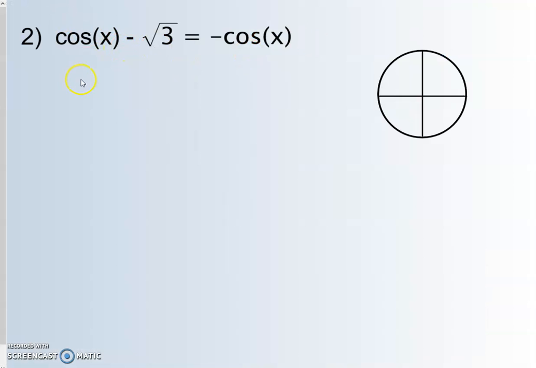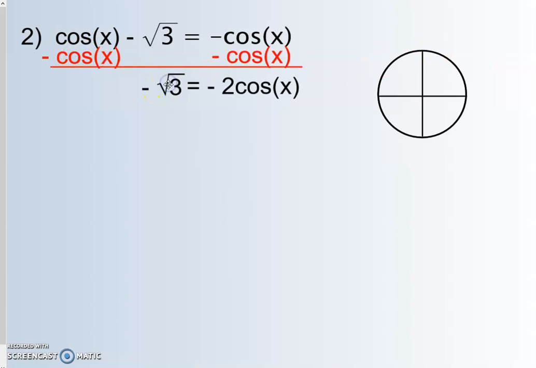Let's try another one. This time it involves cosine. So again, relying on all those algebra skills that I've got, I want to isolate the expressions involving x. So I think the quickest way is to subtract cosine from both sides, and we get to here. Again, I'm not going to go to my unit circle until I get just the trig function by itself, so I'll divide both sides by negative 2. And I end up getting positive radical 3 over 2 equals the cosine of x. So now I go to my unit circle.